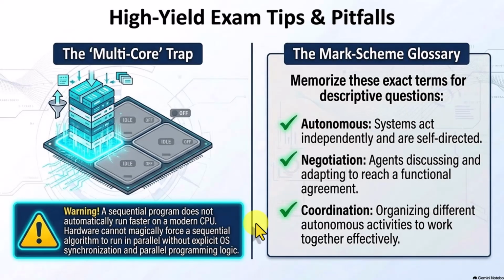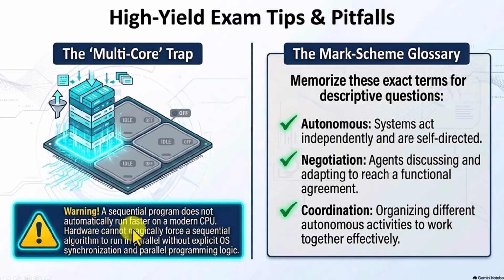And for your exam, you have to just remember these things, okay? The first one, okay, the multi-core trap. If your computer has multiple cores, it does not really mean that your software will run faster, okay? Because there are other things as well needed, okay? A sequential program does not automatically run faster on a modern CPU. If your program is programmed, okay, sequentially, even if you run it on a supercomputer, it will just run one after another, okay?